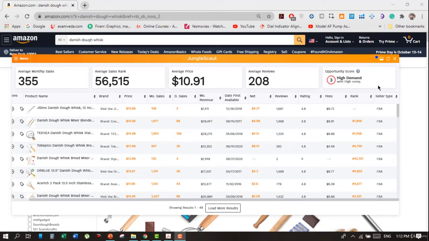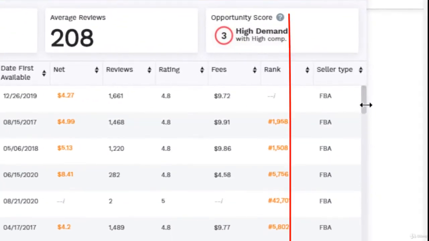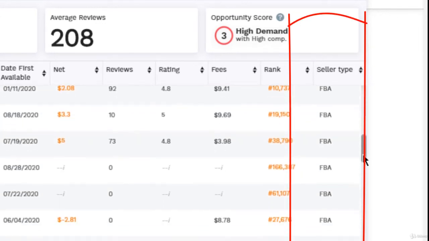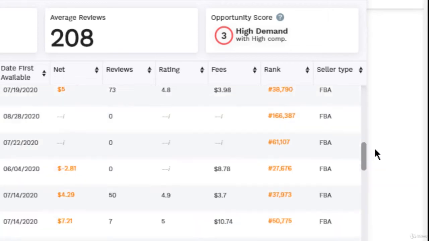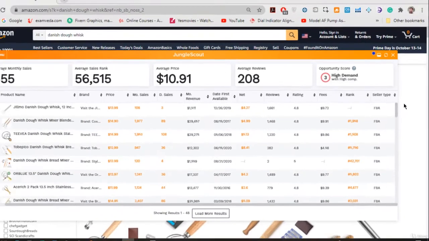In addition, the next thing is that the maximum sellers should be FBA or FBM. And there should not be more than 2 Amazon listings among the top sellers. If more Amazon listings are present, there will be an extreme price war.